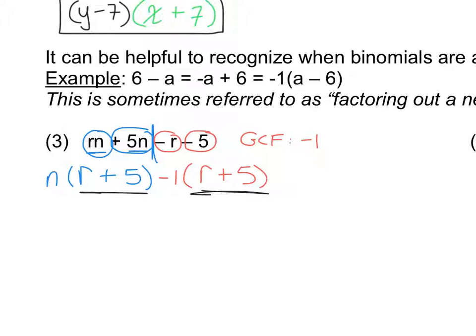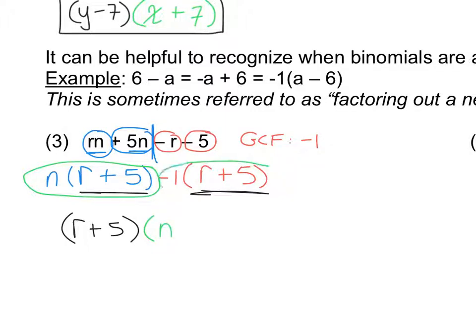If you pull out a GCF, what you think the GCF is, and your two binomials don't match up, then try pulling out a different GCF because you probably pulled out the wrong one. Alright, so now I have my common r plus 5. I withdrew it from the first product, so all that's left there is just the n. I withdrew it from the second product, so all that's left there is a -1. And that would be my final set of factors.